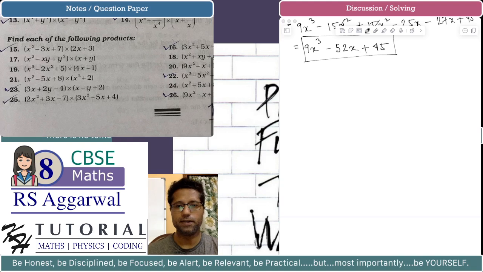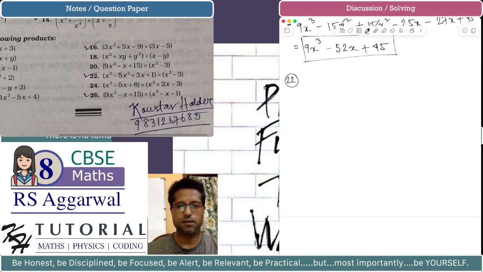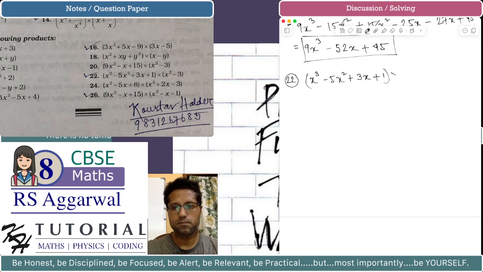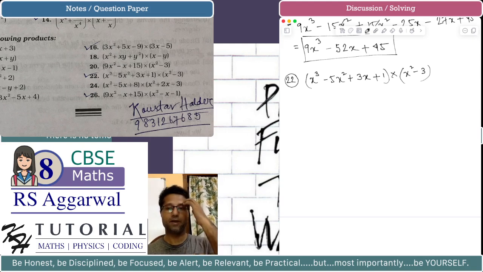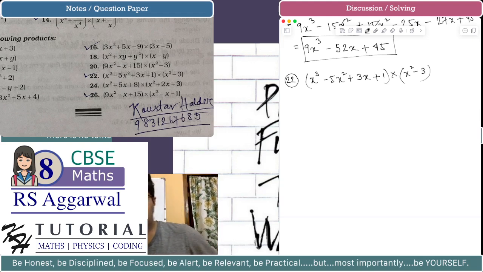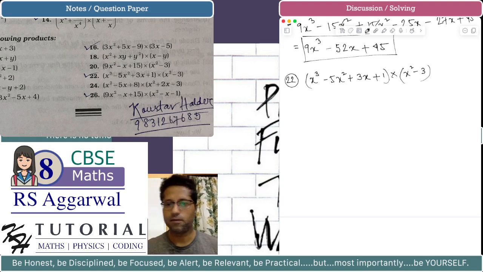Next is 22. 22 is again a polynomial, a product of a polynomial and a binomial. We have this. So let's find the product of the second polynomial with each term of the first polynomial and add the products.